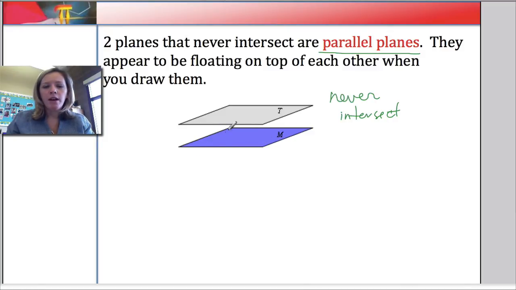Now when we draw them, what I try to do is draw a parallelogram like you see here in M, and then I leave just a little bit of space between the top of M and the bottom of T, and I draw another parallelogram that's pretty much exactly the same size and exactly the same shape. So here, if we wanted to use some notation, I would say plane M, remember how we named this, plane capital M is parallel, two little parallel lines, to plane P. And there we have it.